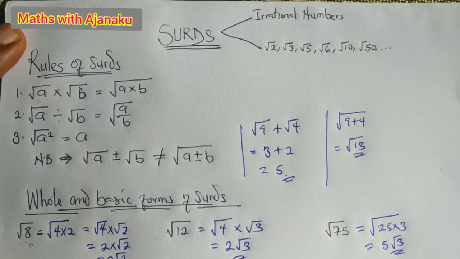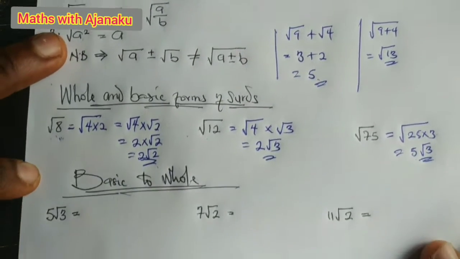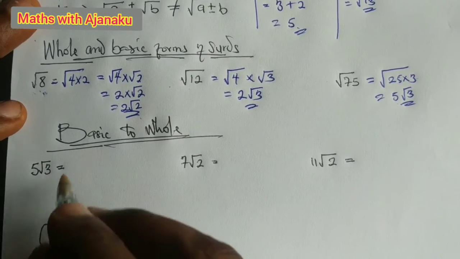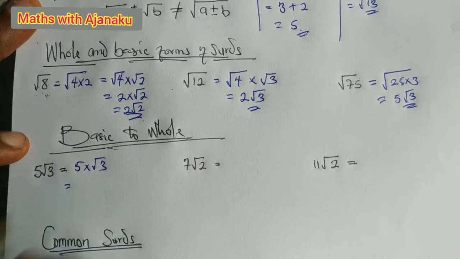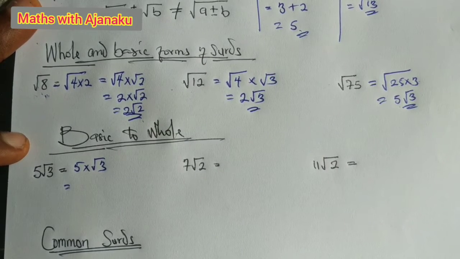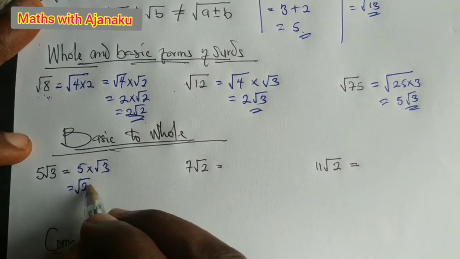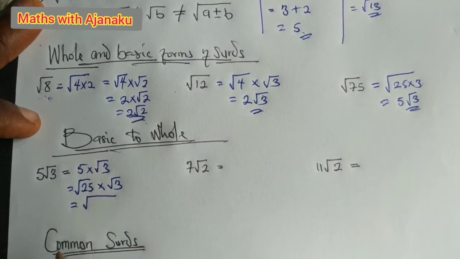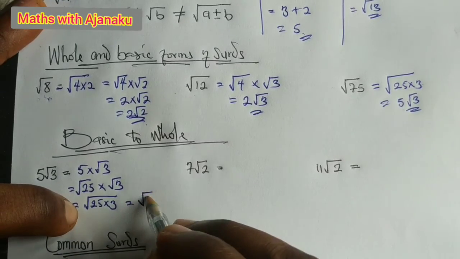Now, what about converting back from basic form to whole form? What do we do about that? In doing that, it's also quite easy. This is just the reverse case of the former. How do we go about this? This becomes 5 times root 3. And this is the same thing as, which number has the root of 5, and that is 25. So if I can put that in its root, that's root 25, which is 5, times root 3. And from the first rule, this will give me root 25 times 3, which is equal to root 75.